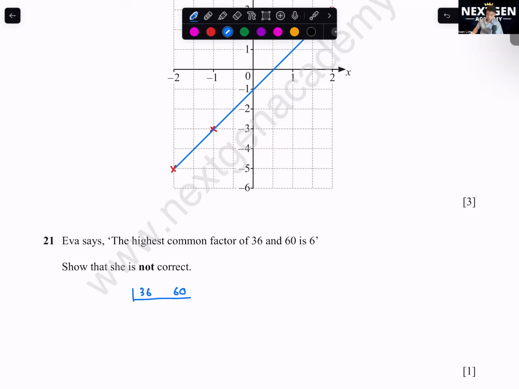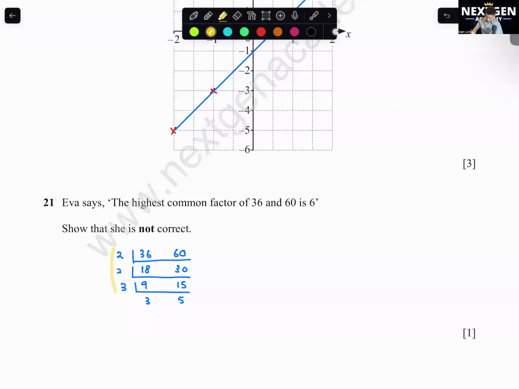So you keep on dividing until you cannot divide anymore. We start with the smallest number. Let's say 2: 36 divided by 2 is 18, 60 divided by 2 is 30, then divided by 3 gives 3 and 5. Okay, cannot already. If they ask you to find HCF, we take all the numbers on the left side. If they ask us to find LCM, the lowest common multiple, you take an L shape like this. So this is an easy way to remember. So the HCF will be equal to 2 times 2 times 3, okay, 4 times 3, which is equal to 12.